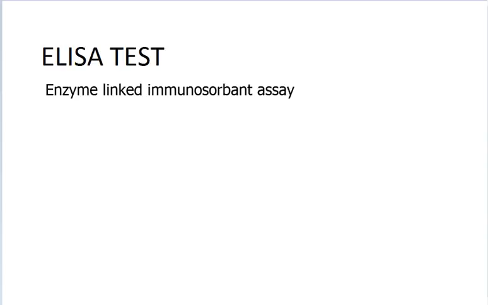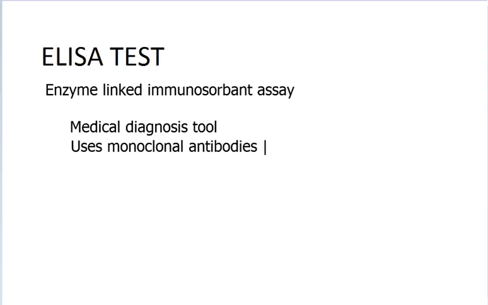Going to go over the ELISA test, which is part of the AQA Biology A-level specification. Okay, so we'll start off with what is ELISA testing. It's a medical diagnosis tool that uses monoclonal antibodies. The reason that we use these monoclonal antibodies is due to the fact that they're quick and reliable.